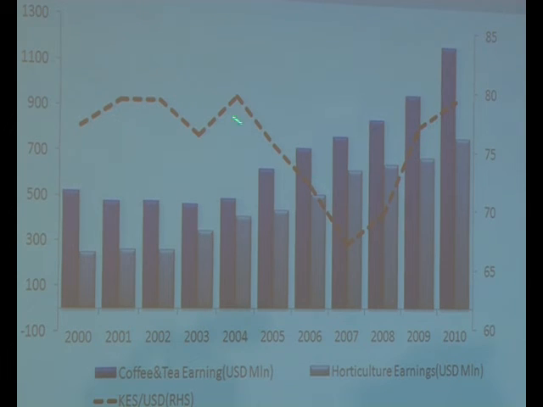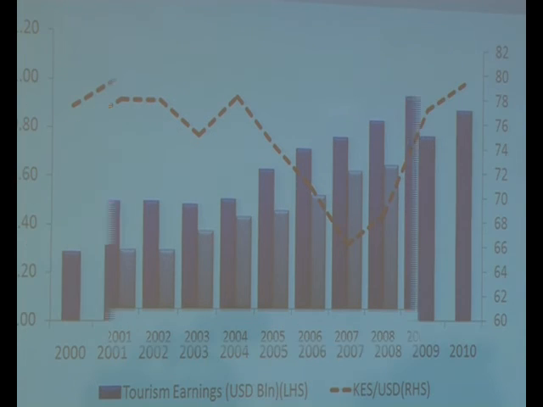So you can see that the correlation holds until 2007, but after 2007, agricultural earnings do not explain what has been happening to the value of the shilling. They don't explain the depreciation in the value of the currency. Really there's nothing wrong with agricultural earnings over the last 5 or 6 years. They've actually been working fairly well. So agricultural earnings do not explain the current value of the shilling.